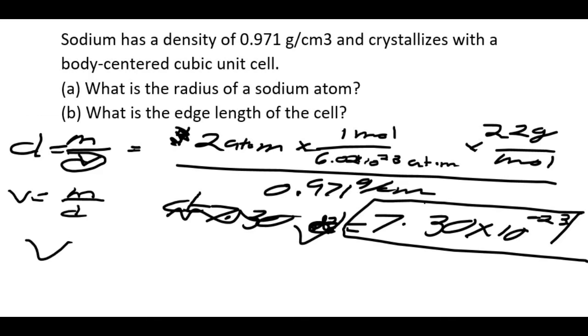Now that we know the volume, we need to find the radius. So remember, the volume is a³. So that would be 4 over √3 r.